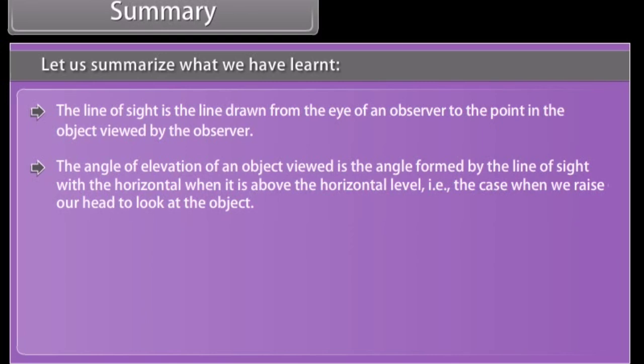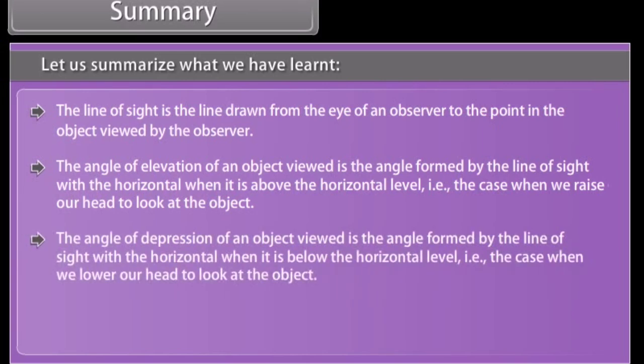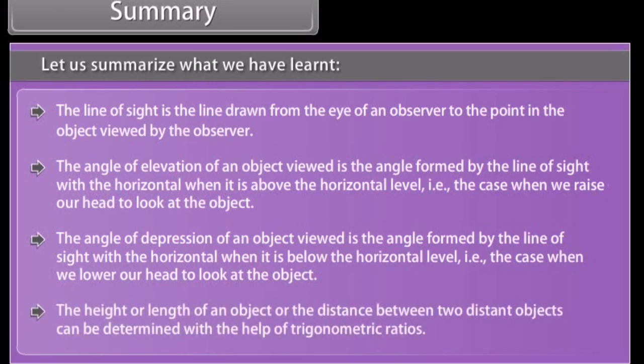That is the case when we raise our head to look at the object. The angle of depression of an object viewed is the angle formed by the line of sight with the horizontal when it is below the horizontal level, that is, the case when we lower our head to look at the object. The height or length of an object or the distance between two distant objects can be determined with the help of trigonometric ratios.